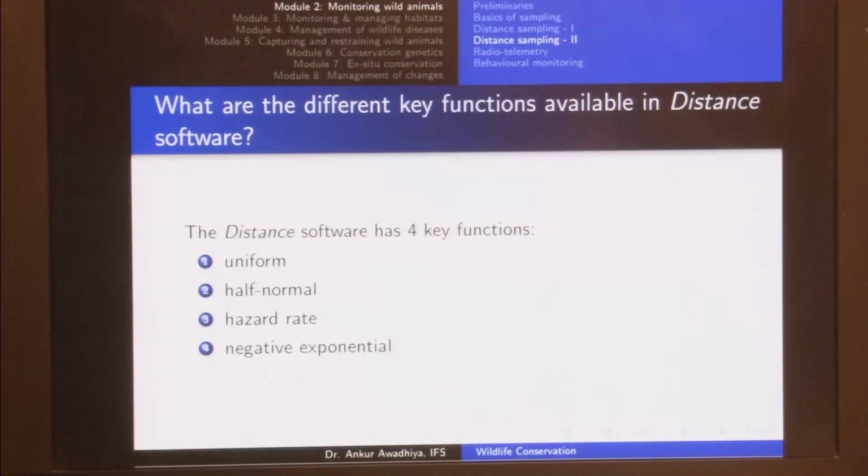So, key function is telling us the general shape of g of x. The 4 functions that are commonly used are uniform function, half normal, hazard rate and negative exponential.